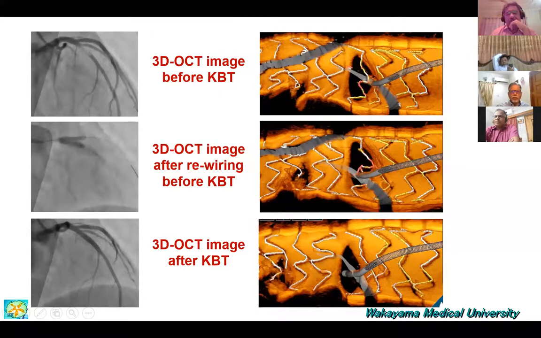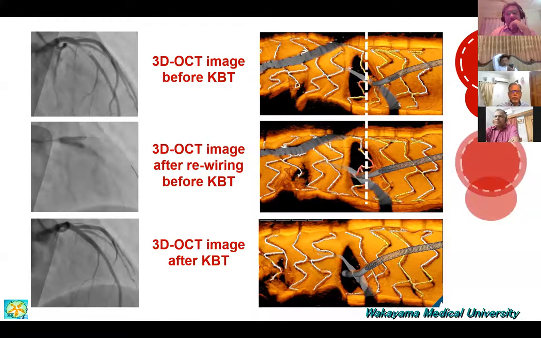And as explained today, 3D imaging is very important. If it is not sure whether the wire is proximal or distal, you try to make a short axis view. If the wire is here in this condition, the wire should be through the proximal cell. And if you get a short axis view and the wire is here, the wire should be through the distal cell.